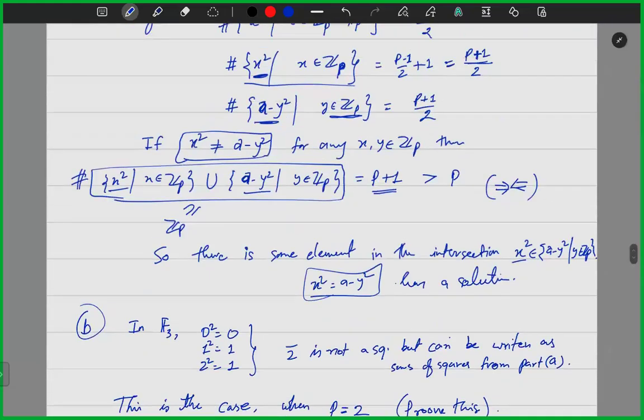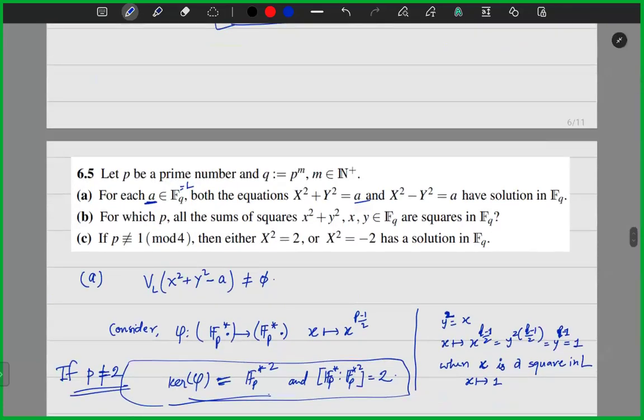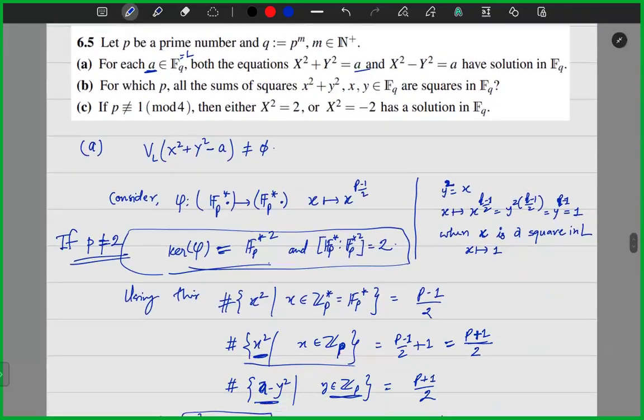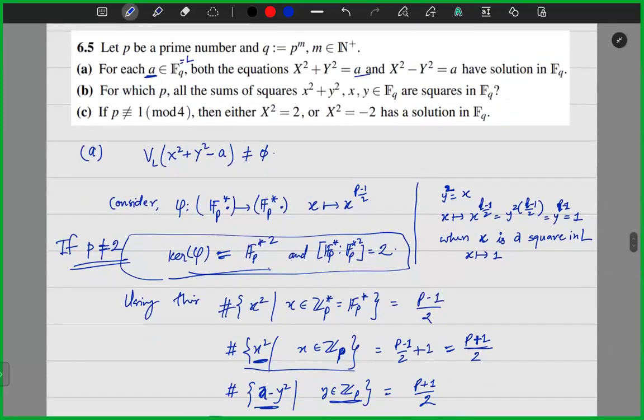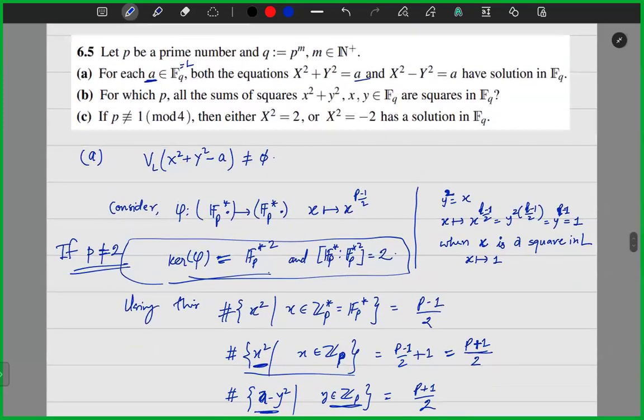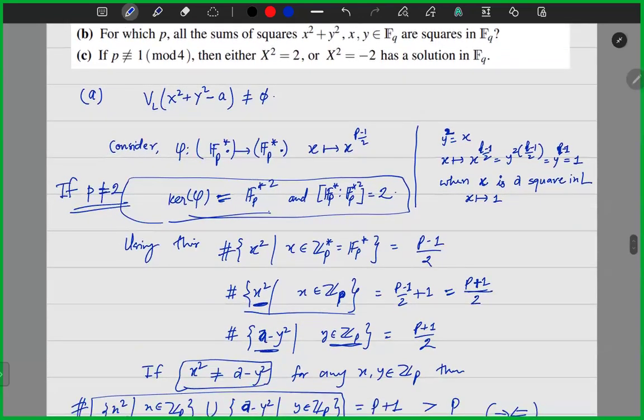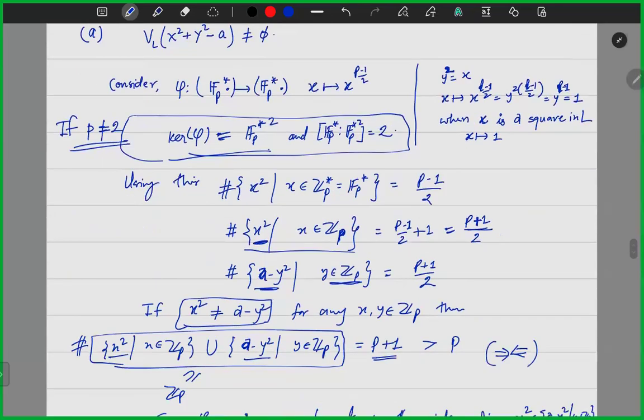Okay, so I'm just telling it, but you should verify. The other case can be denied by part A. If P is not equal to 2, then not all elements are square. So you can find such a contradiction, a counterexample. If P is not congruent to 1, then either this or this has a solution in F cube.